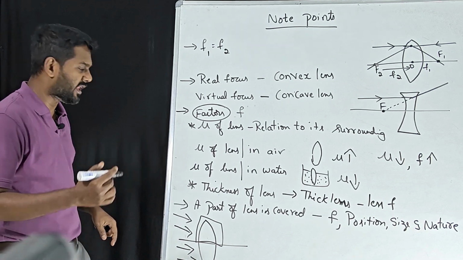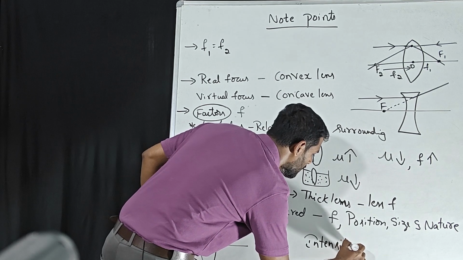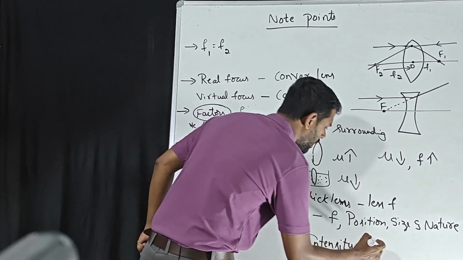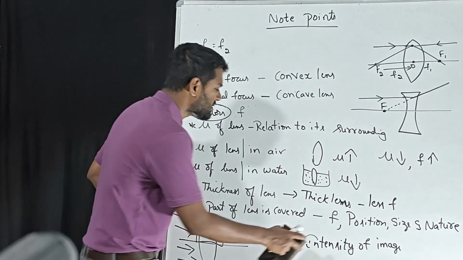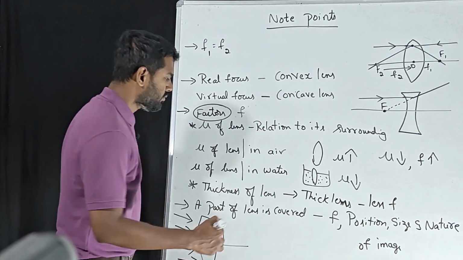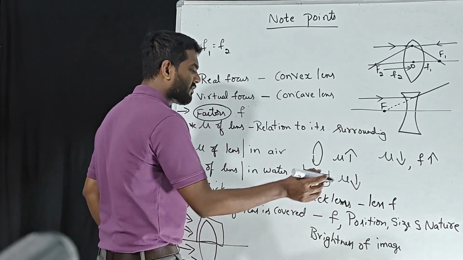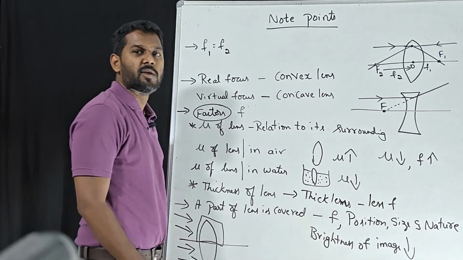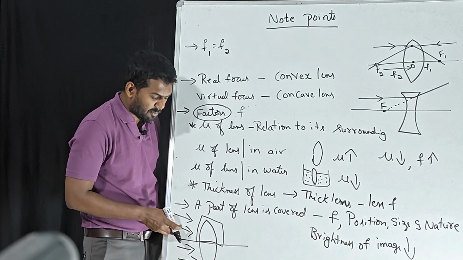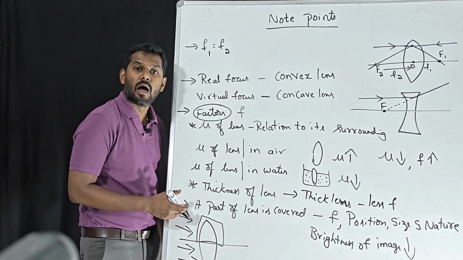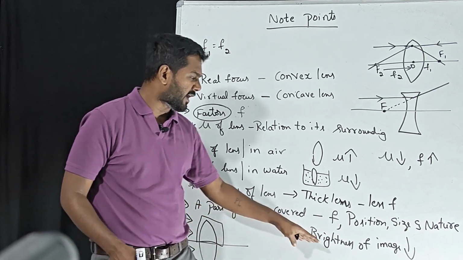Then what is the only change we can expect? The intensity of the image, or you can take it as the brightness of the image. Brightness of the image will reduce. Why will it reduce? Because some part of the incident rays are not getting refracted, so that's the reason the brightness of the image will reduce.